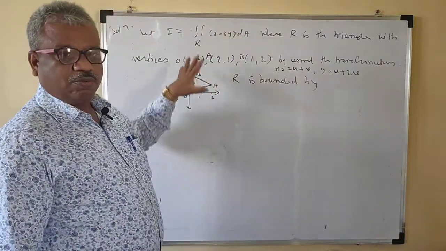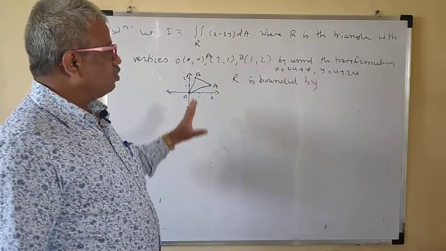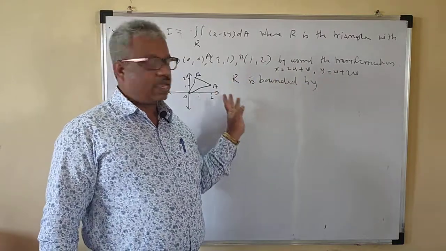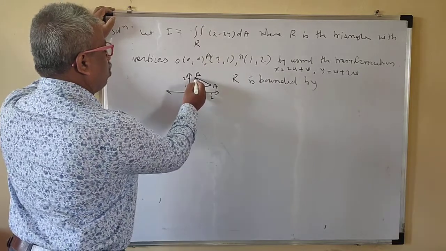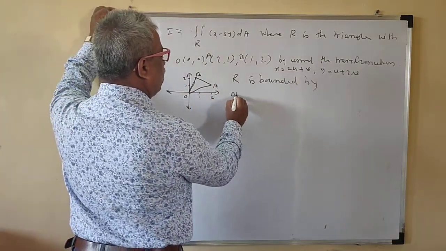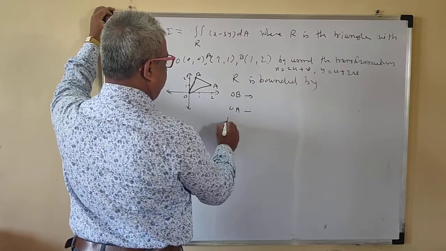So this problem is solvable this way also. In the region R also, no need to transform this. But here the transformation is given to you, so you need to solve this by the transformation method. Okay, so R is bounded by. First we will find the equation of OB, then the equation of OA and the equation of AB.